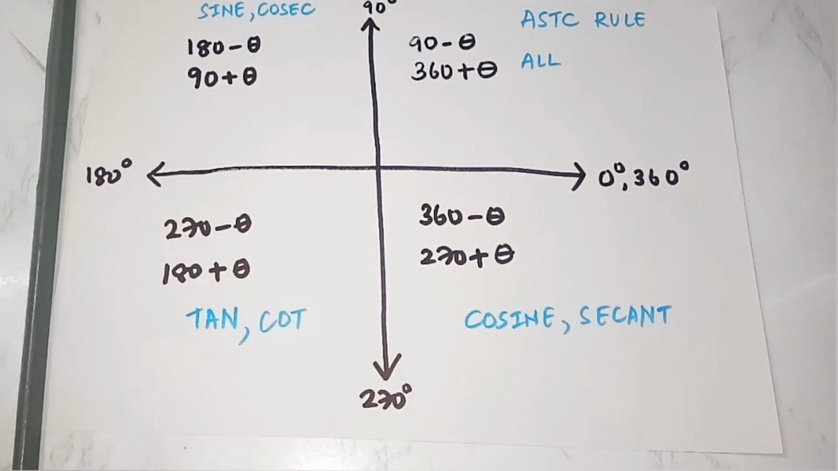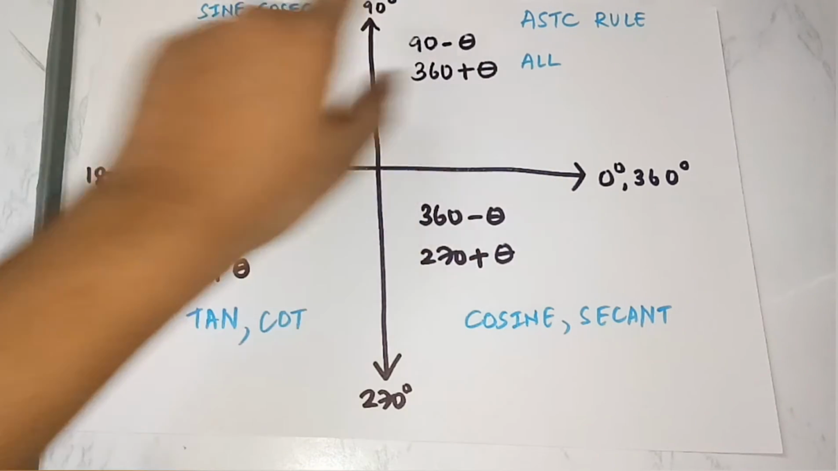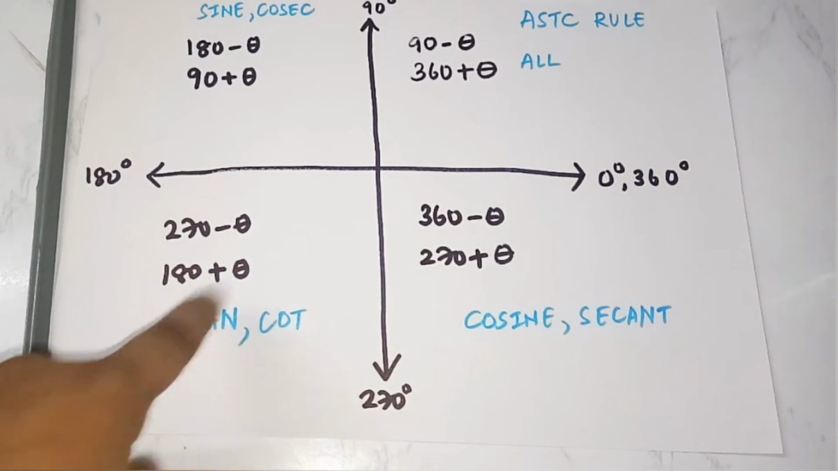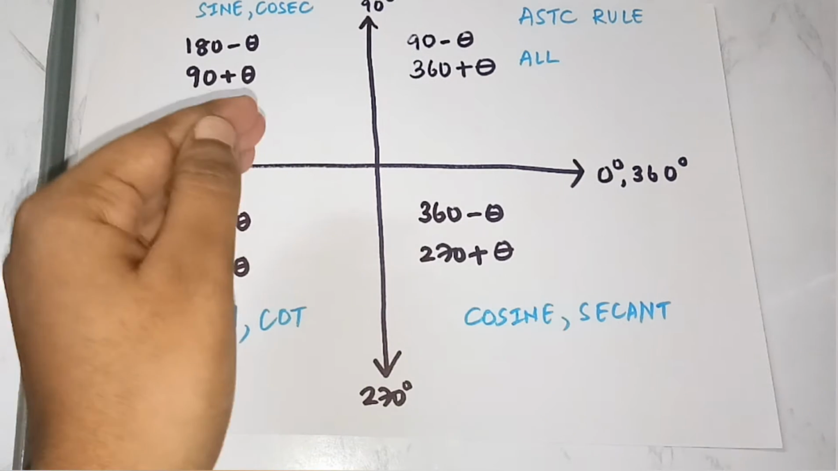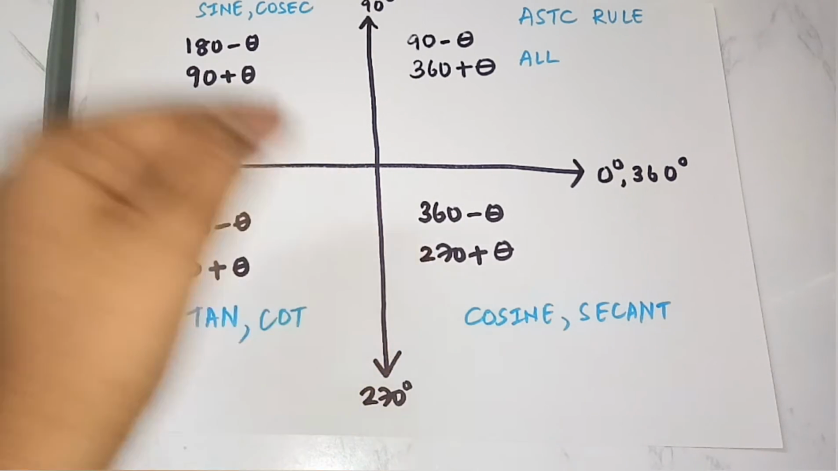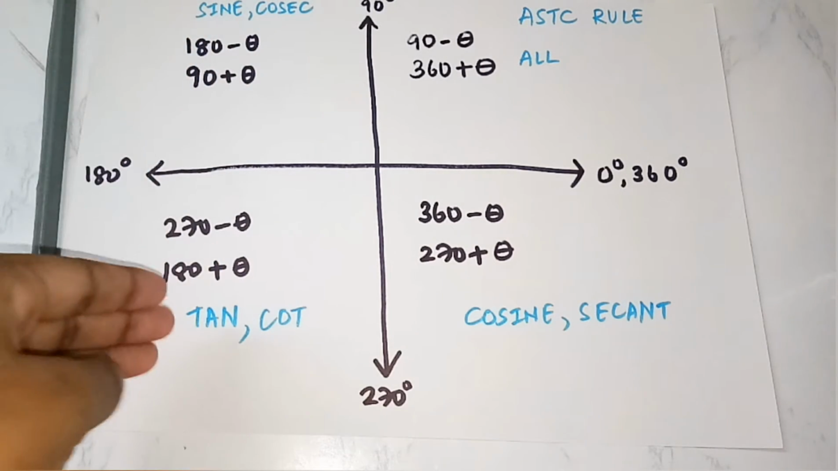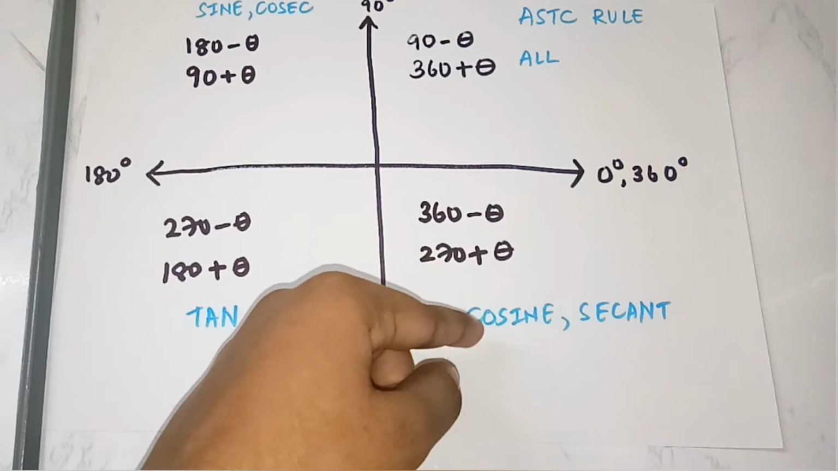Again, ASTC stands for all, sine, tan, and cosine. After you remember these 4 letters, in the second, third, and fourth quadrant, remember the reciprocals along with them. So for sine it will be cosecant, tan will be cot, and for cosine it will be secant.